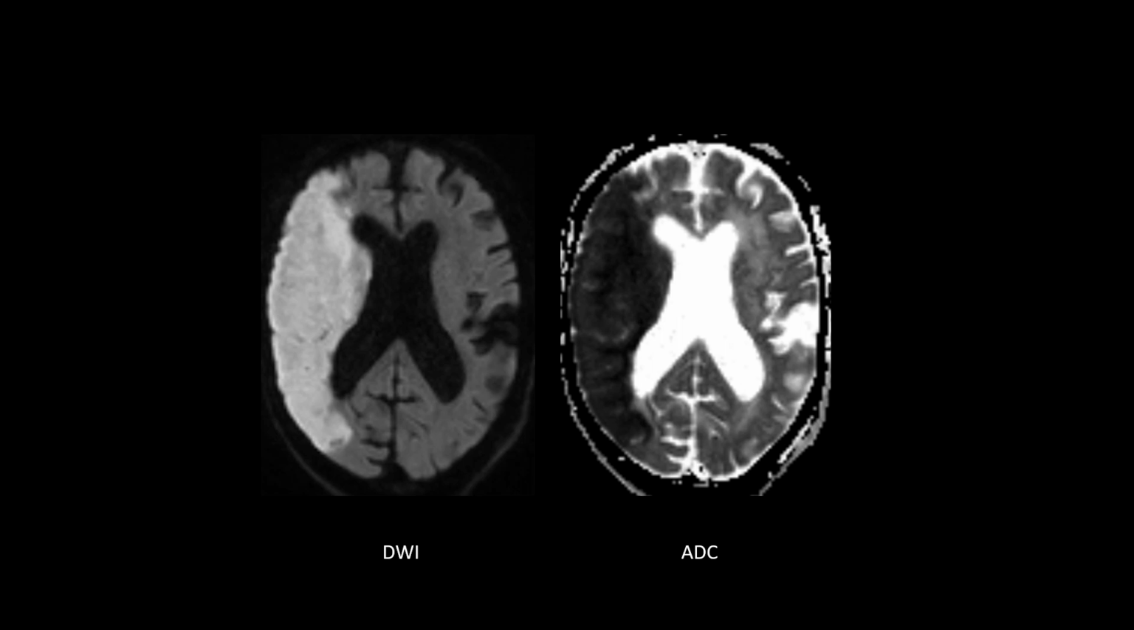An infarct will remain hyperintense on DWI for up to 10 to 14 days, and usually normalizes on the ADC sequence by 7 to 10 days. Chronic infarcts appear hyperintense on ADC and are variable on DWI.